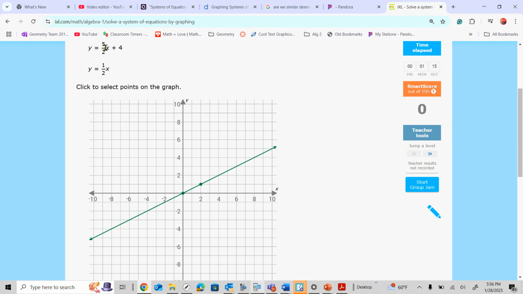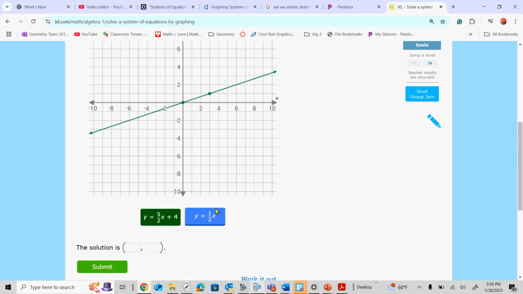Now to do the 5/2 x plus 4, we have to start at the y-intercept. We click there. Let's see if it'll let me. Oh, okay. I forgot down here. Look, that's going to be my blue line. My green line, I've got to click on the equation that I'm graphing. We start at 4. Hopefully it lets me.